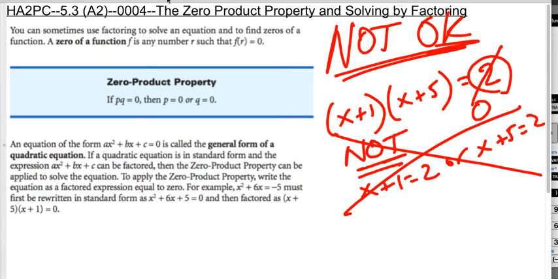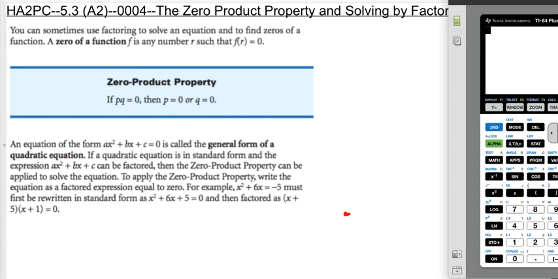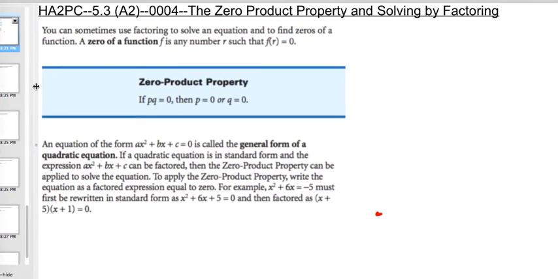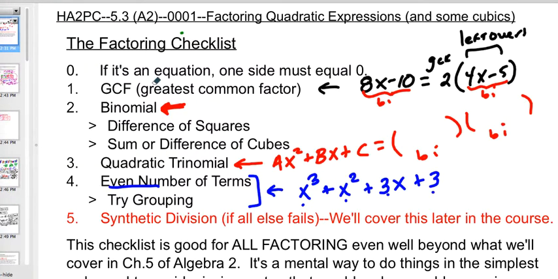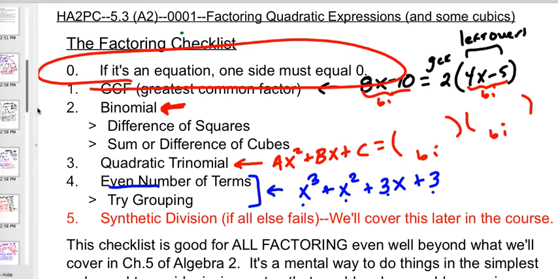So just to show you, if you go back to the very first page of my factoring stuff that I gave you, all the way up to the top, I told you that the 0th rule of factoring was that if it's an equation, one side has to be 0. Now, there's always an exception to that, and it's usually like a trick SAT problem, and that's fine.